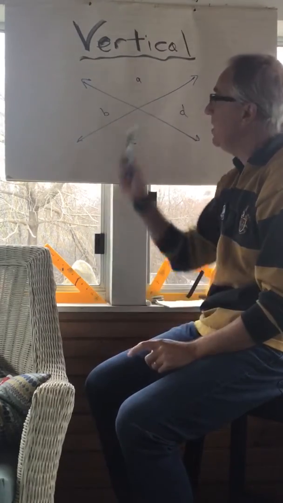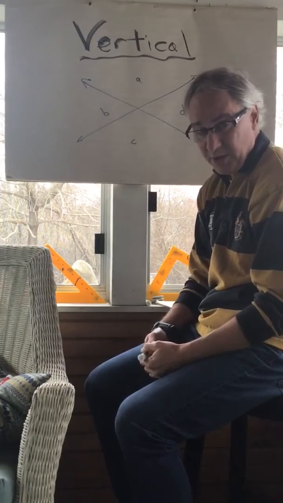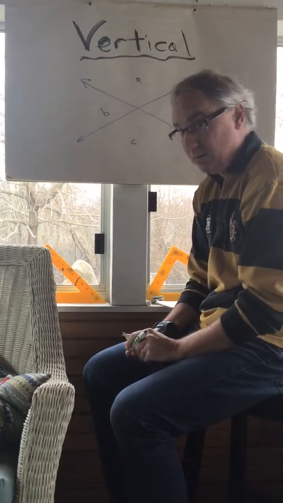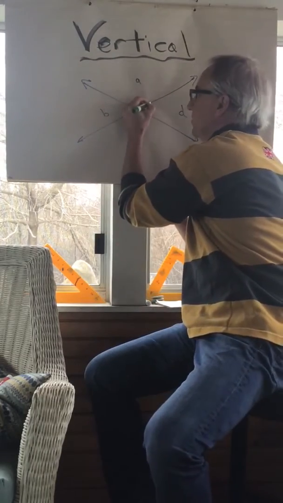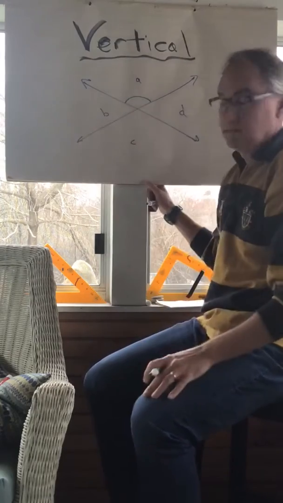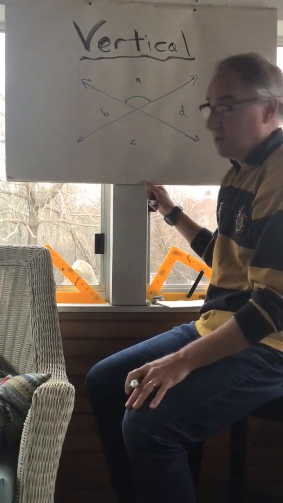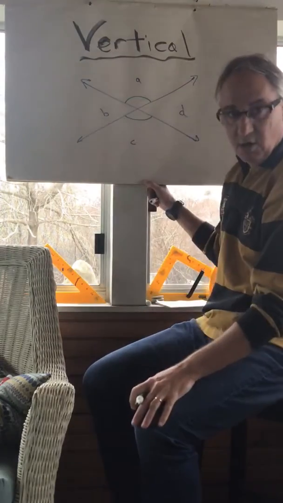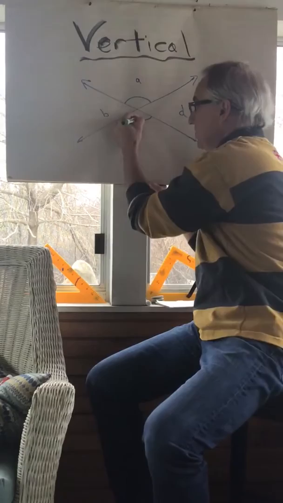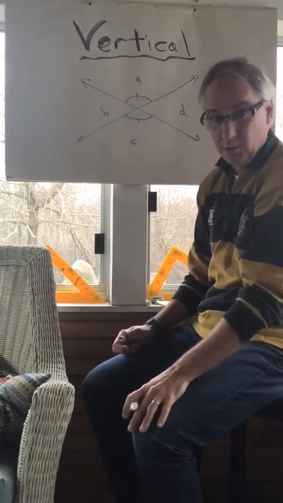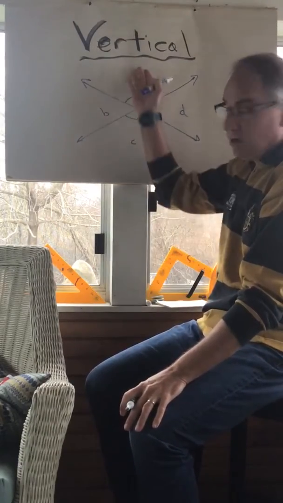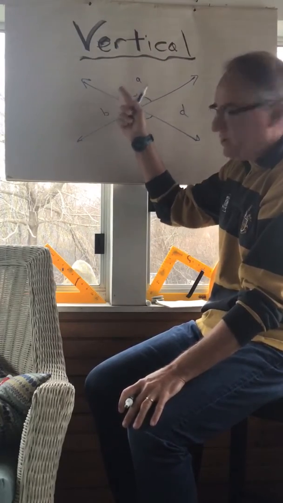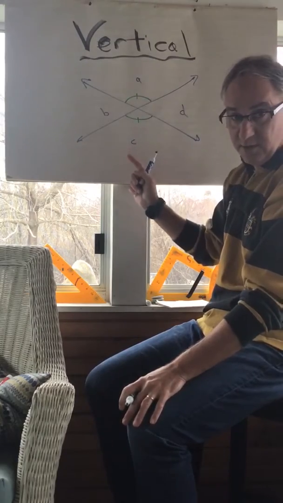Vertical angles are not next to each other, but they are identical to each other. Meaning, here you have angle A. That's an angle. We're talking about vertical angles. These two angles right here are vertical angles. Remember, tick marks mean they're equal to each other. Vertical angles are identical to each other. They are not next to each other, so they are not adjacent. They are vertical from each other.